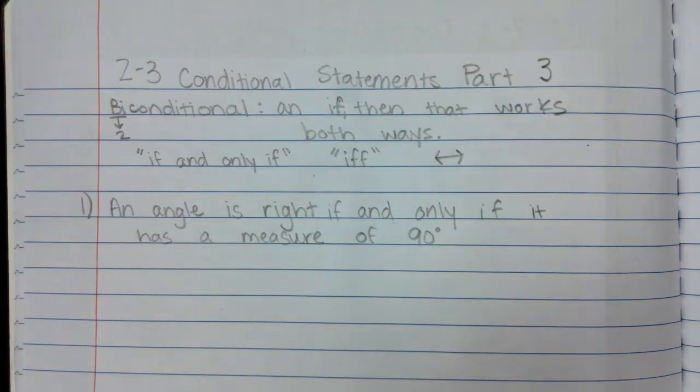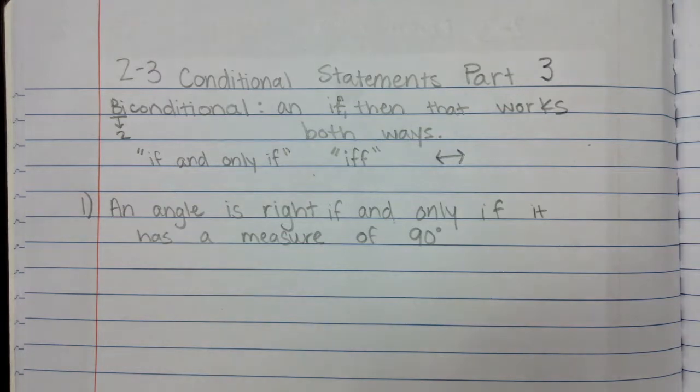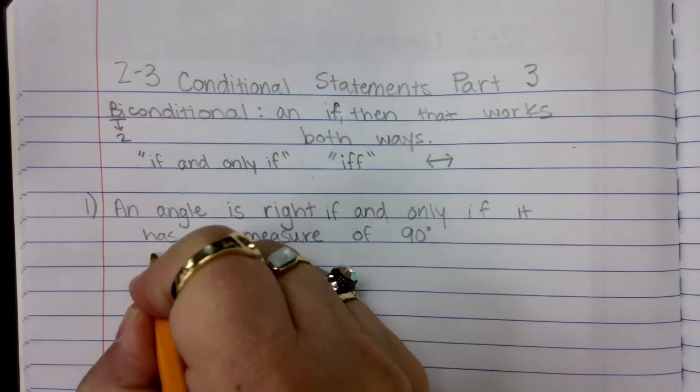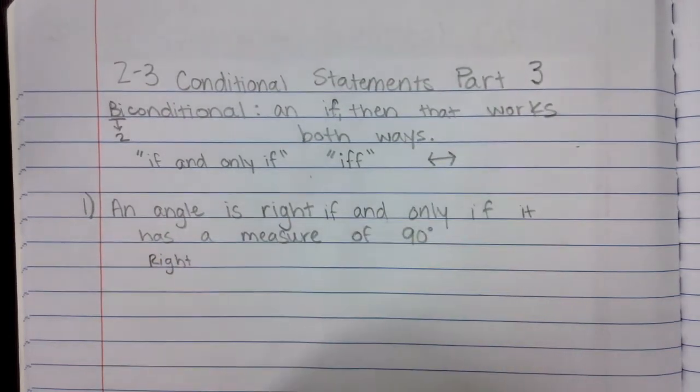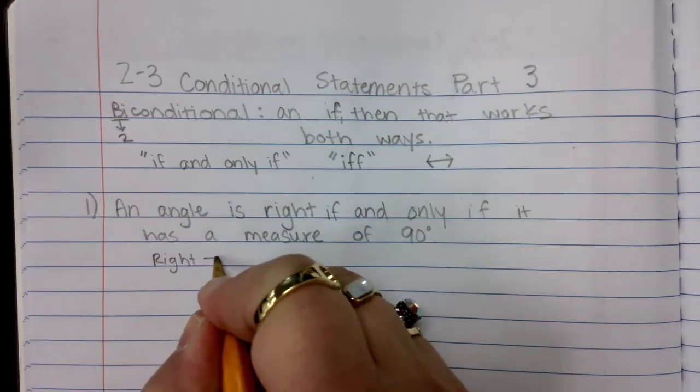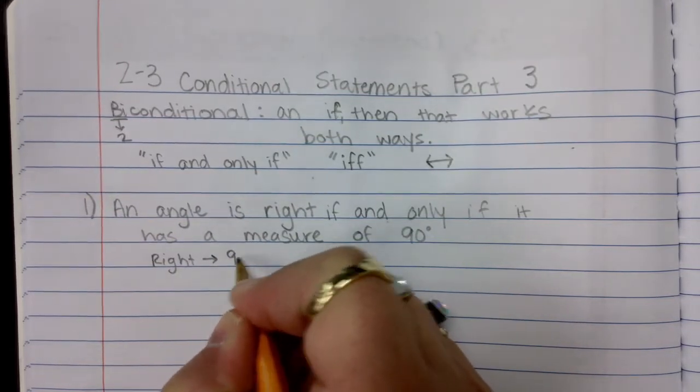So because we want it to work both ways, we're going to check to make sure that both ways work before we decide if this is true or false. And that's really our goal today, is to decide if these biconditionals are true or false. So if I start with a right angle, if somebody tells you it's a right angle, can you assume that that means it's 90 degrees? Yep, that's true.